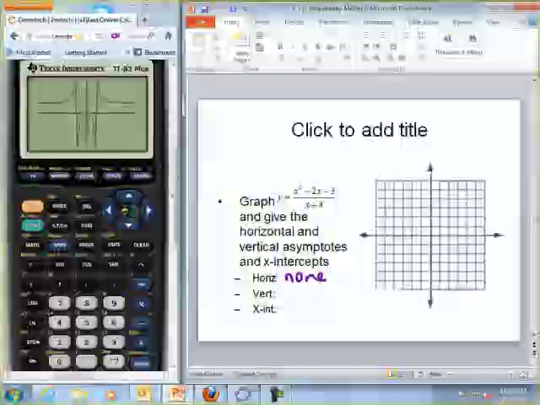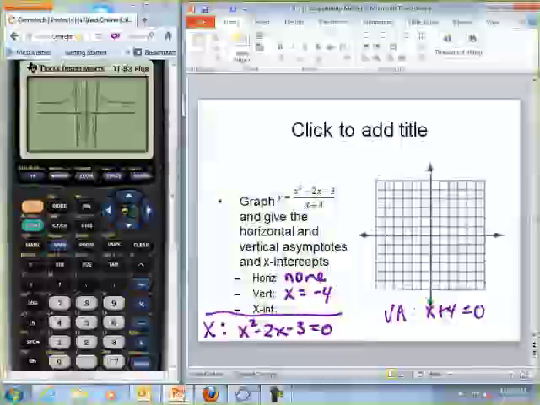For verticals, we always find verticals by setting the denominator equal to 0. So what do we get? X equals -4. Our verticals are found by setting the denominator equal to 0. Our x-intercepts are found by setting our numerator equal to 0.